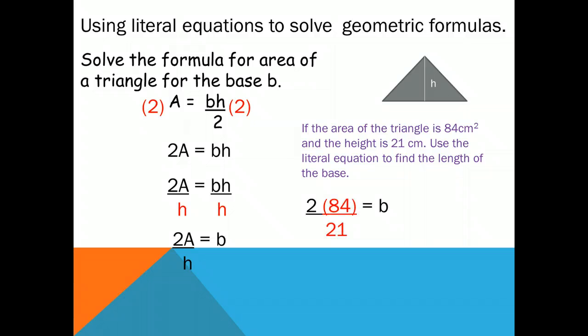So we're going to do 2 times 84 divided by 21. I said earlier find h. We're actually trying to find b, the length of the base. So the area is 84, the height is 21, and when we solve this, 21 will divide into 84 4 times, and 2 times 4 is 8. So our final answer is our base length is 8.